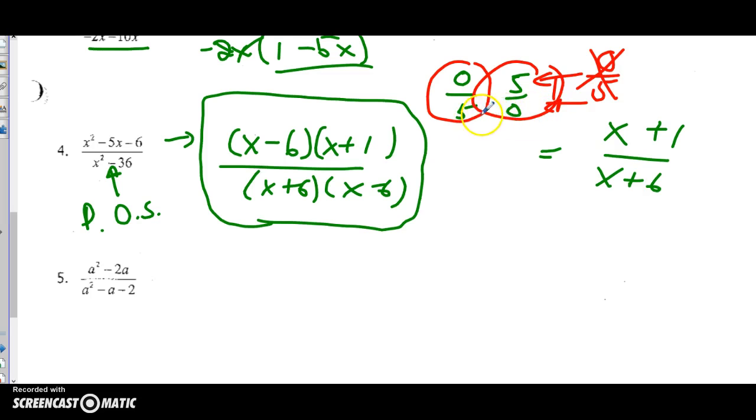And the answer is, I don't know what you're talking about. Okay? So you cannot have a 0 on the bottom. And if that's the case, and this happened yesterday, before we cancel out, we need to state our restrictions. So x plus 6 can't be 0. So that means x cannot be negative 6.